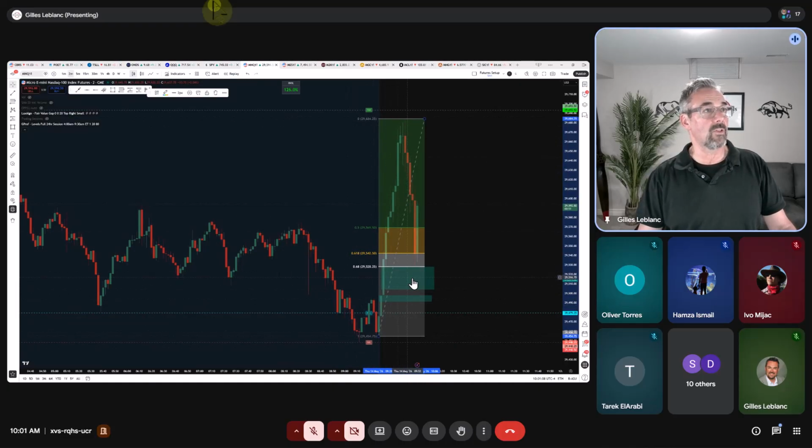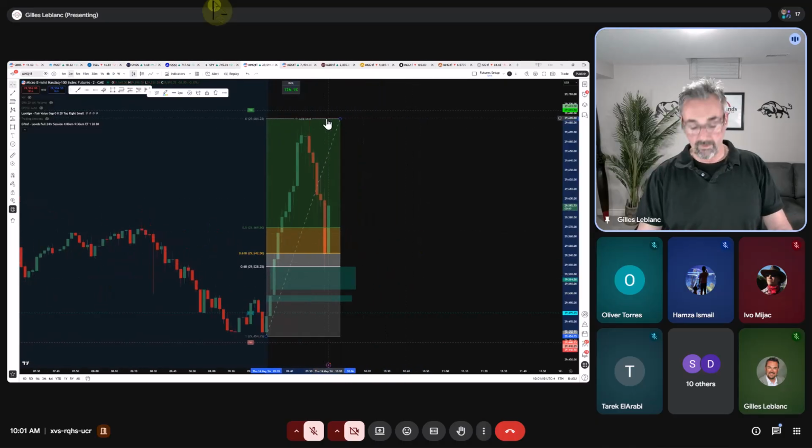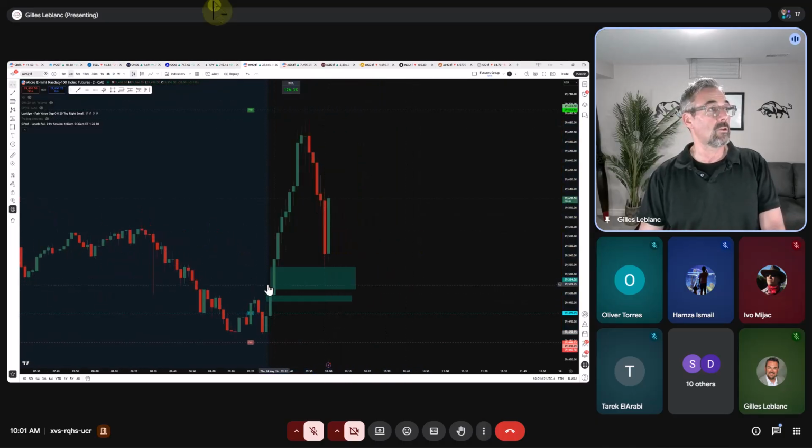We still have it. I know a lot of people trade the fair value gaps, and look at how it came back and tested that fair value gap. Sometimes it'll come and test half of the fair value gap. Sometimes it'll test the entire thing, but it won't close below it. So that gives it a really good entry. I do not have a trade book for this.